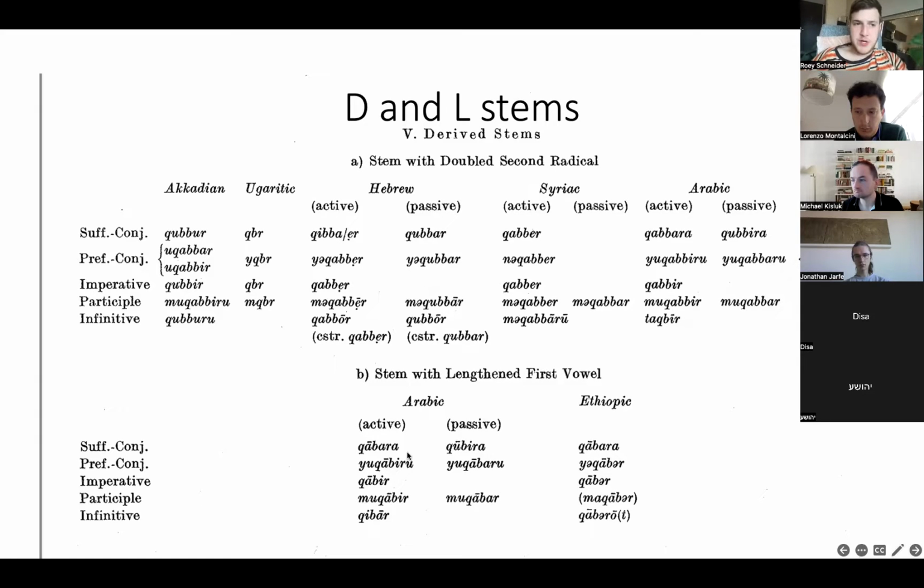Same thing about the L, by the way. The D and the L are pretty identical, except for one having a long vowel and the other having a geminate. Their vocalic patterns are exactly the same. The infinitive is different, though. Anything about this? Nothing. I'm not sure this is correct. I'm not sure Hebrew has a construct infinitive for pu'al, but maybe, I don't know. Okay.